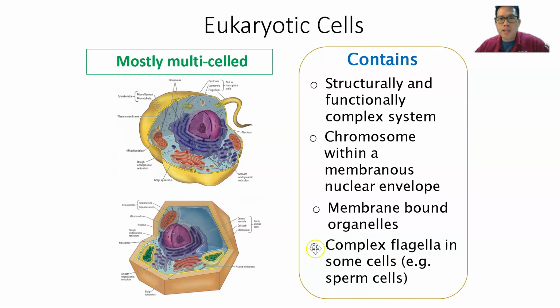And some of them have a more complex flagellar system as well, for example sperm cells. Other than that, usually they don't have this tail.